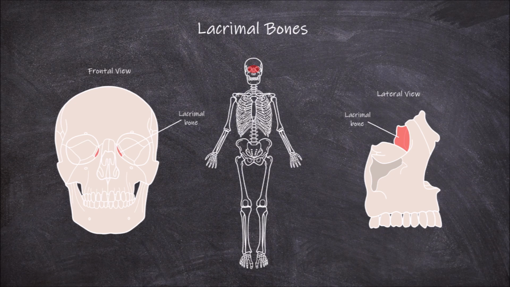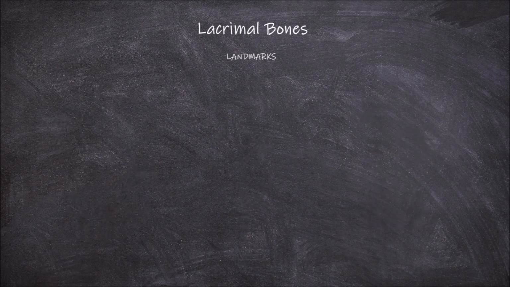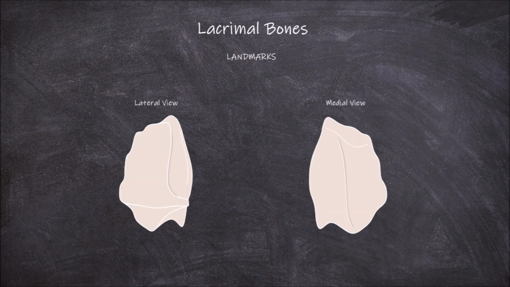Now we're going to take a look at the different landmarks and features of the lacrimal bone. Here we have the lateral view and the medial view of the right lacrimal bone. This bone consists of two surfaces. The first of these surfaces is the lateral surface. This surface is also known as the orbital surface.